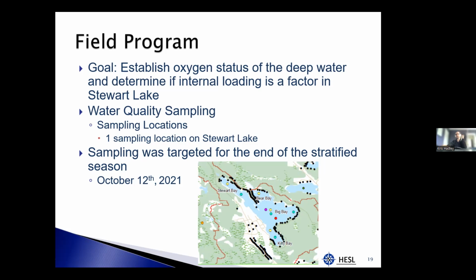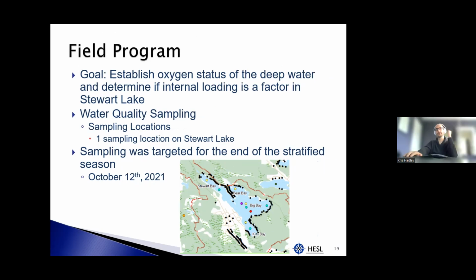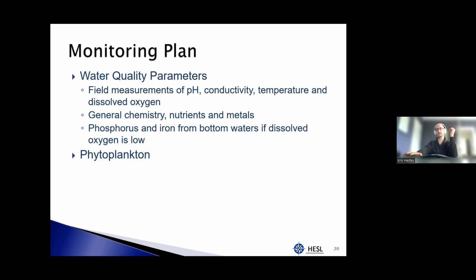We wanted to capture what the conditions in the water column were as late in the season before the lake mixed as possible. And the reason for that is because the later in the season you look, the more likely you are to see anoxia, and we'll see why that's important in a couple slides here.